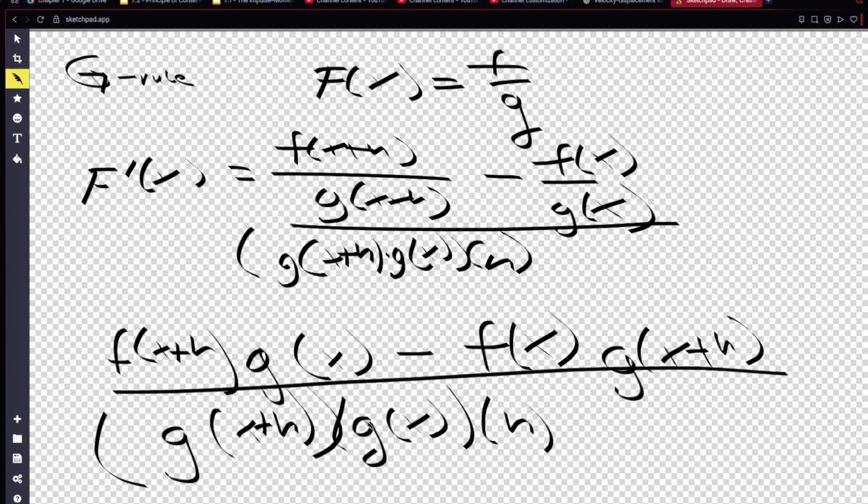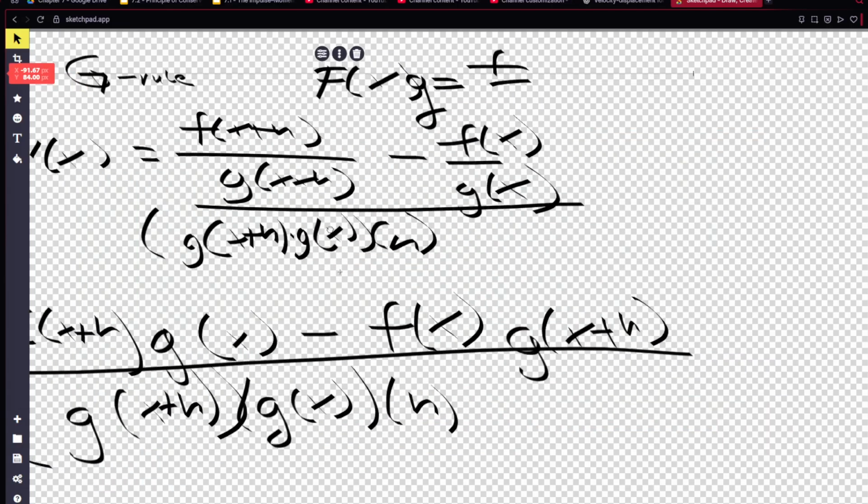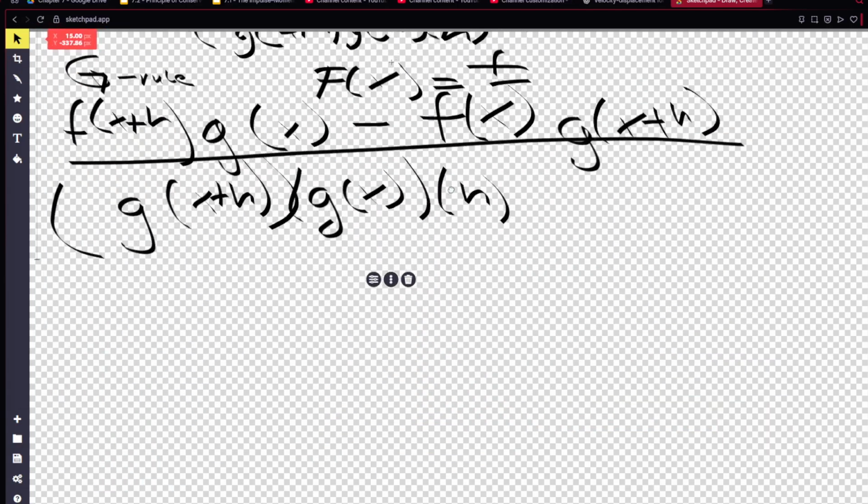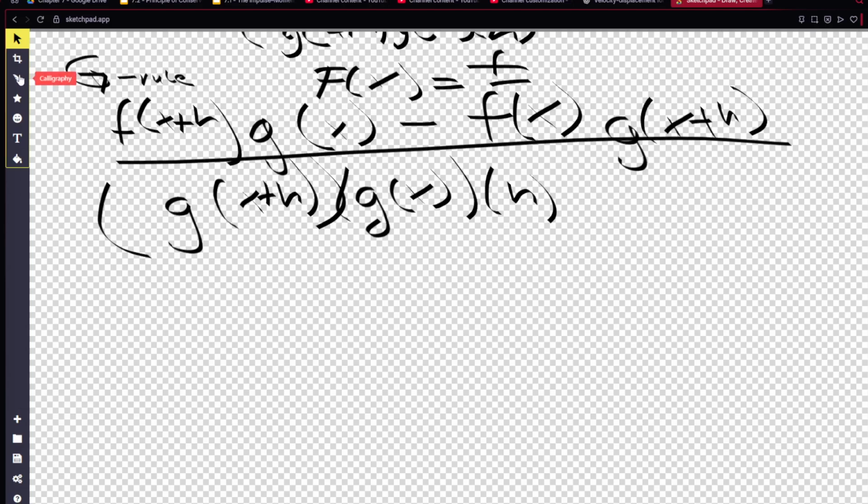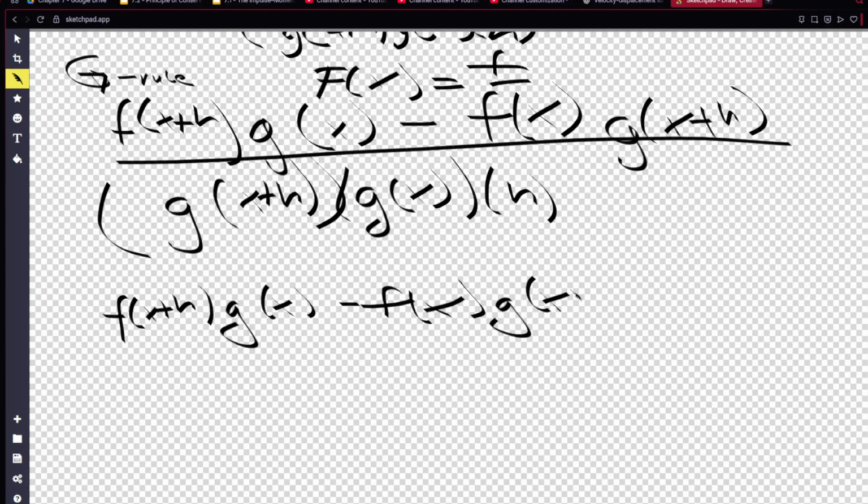So now we're going to subtract and add f of x times g of x to the numerator and denominator. Let me move this all the way to the top. Great. So now we're just going to add f of x, g of x plus h plus f. I'm going to try to write this smaller and smaller.